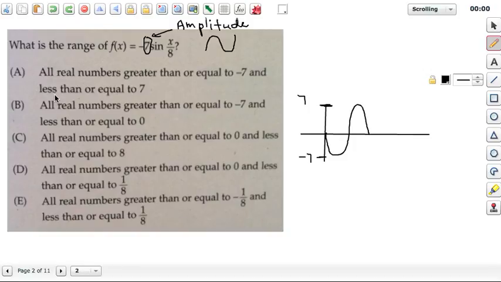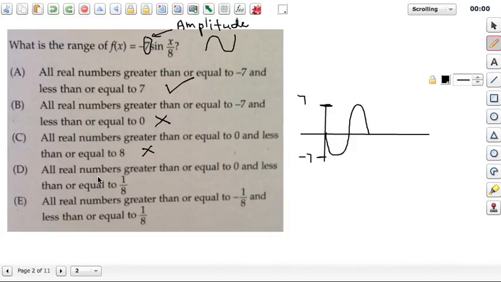So let's go ahead and look at all the choices and see which one works. All real numbers greater than or equal to negative 7 and less than or equal to 7. Well, this one works. Let's go ahead and check the others. All real numbers greater than or equal to negative 7 but less than or equal to 0. That does not work. All real numbers greater than or equal to 0, less than, no, that doesn't work. Less than or equal to 8 doesn't work.